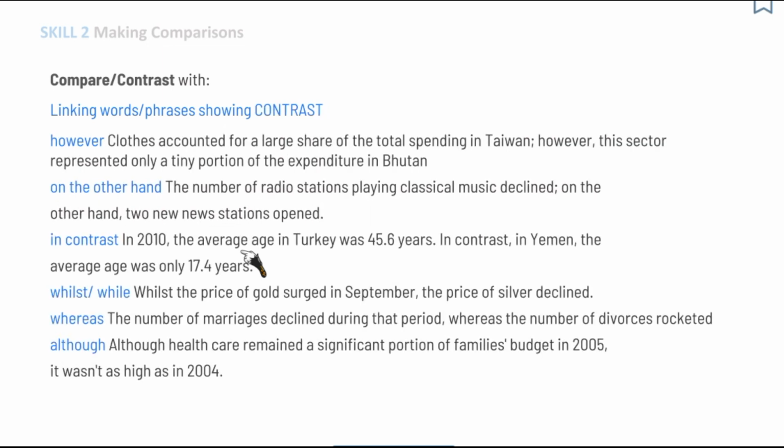More commonly, we will have to use linking words and phrases that show contrast when we are talking about different trends and contrasting phenomena. And we have quite a few options to do this. However, on the other hand, in contrast, whilst or while, whereas, although. There are examples here. Please have a look at them.